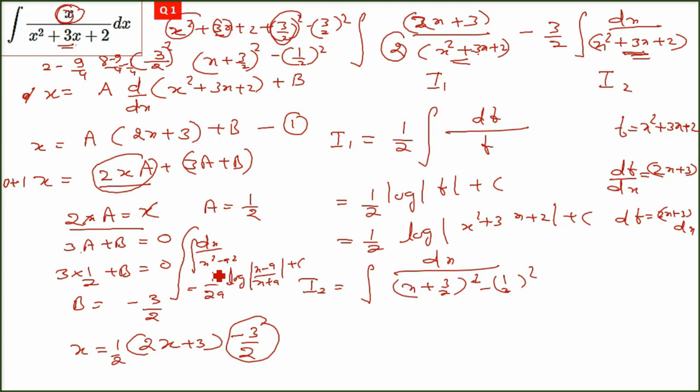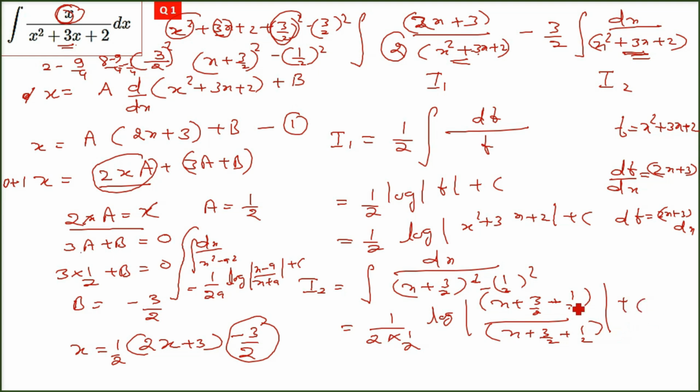We have the direct result, which is 1 by 2a. 1 by 2 into a is 1 by 2 log x minus a by x plus a. So x minus a is what? x plus 3 by 2 minus 1 by 2, and x plus 3 by 2 plus 1 by 2. And this will be inside the modulus sign. And I'm calling this c, which has come from this I2 as c2. So let me just write it like this: log x plus 3 by 2 plus minus 1 by 2. 3 by 2 minus 1 by 2 is 2 by 2, that is 1. So you can just write it as x plus 1. Denominator is x plus 3 by 2 plus 1 by 2, that is x plus 4 by 2, which is x plus 2, plus constant of integration.